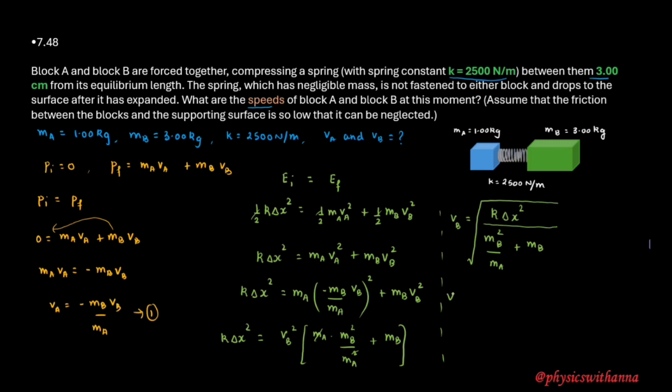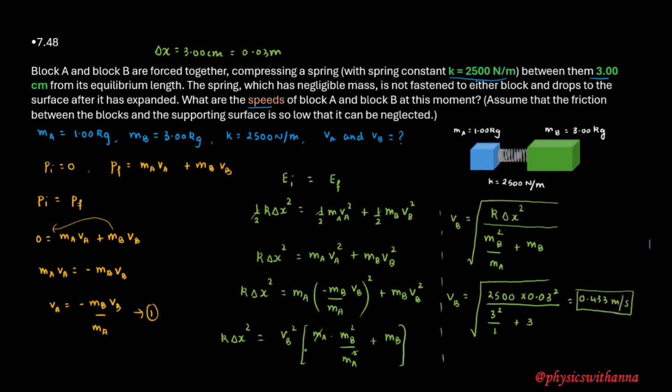So let's calculate VB. We get VB as square root. K is 2500. Delta X is 3 centimeter. So 3 centimeter you can write as 0.03 meter. So we get this as 0.03 meters squared over MB is 3 kilograms, so 3 squared, MA is 1 plus 3. And when you solve this, you get VB to be equal to 0.433 meter per second.